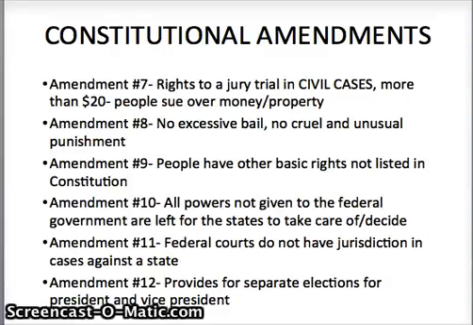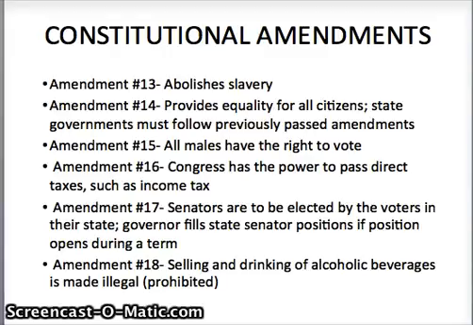But then we passed a whole bunch more amendments. Amendment 11, federal courts do not have jurisdiction in cases against a state. Amendment 12 is separate elections for president and vice president. Amendment 13, 14, 15, those were the Reconstruction Amendments. 13 gets rid of slavery. Once you get rid of slavery, 14, they're a citizen. Well, if they're a citizen, well then 15, they can vote.